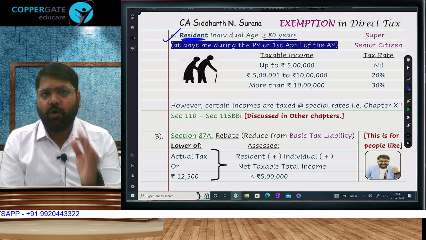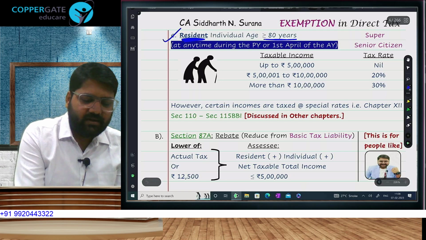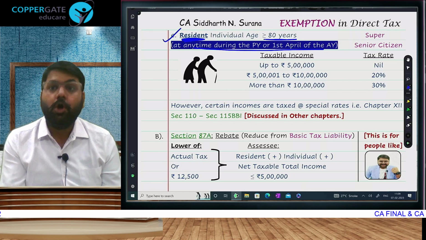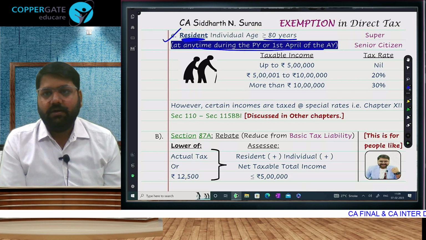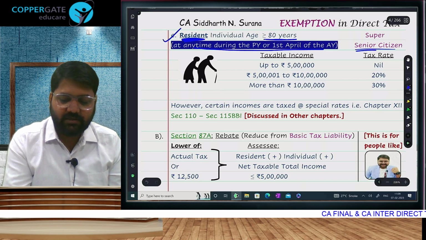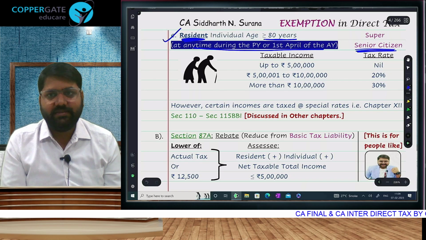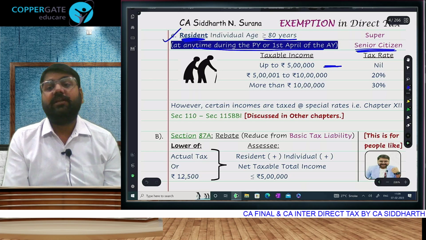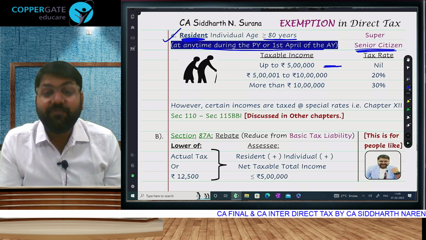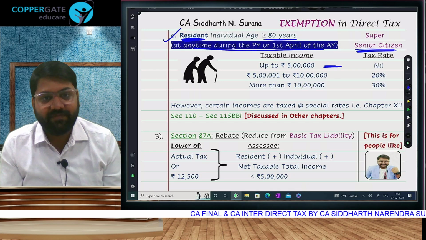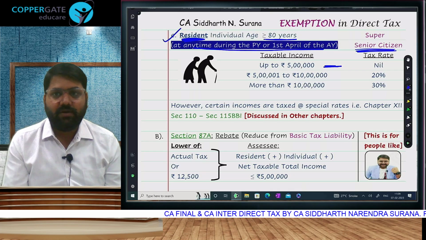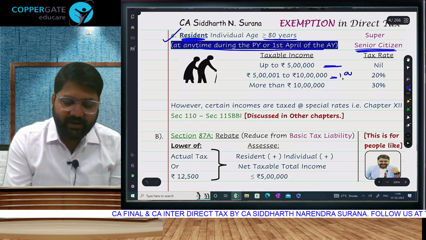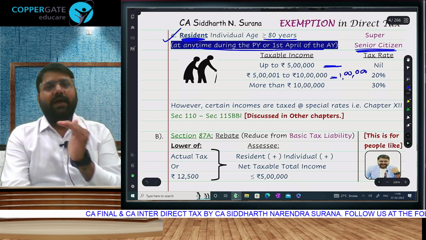Resident individual of 80 years and above, once again this 80 can be achieved throughout the previous year, including 31st March or 1st April of the assessment year, and you will be treated as a super senior or a very senior citizen, wherein your basic exemption limit will increase to rupees 5 lakh. So up to income of 5 lakh, no tax, absolutely no tax, but after that everything is same. So 5 lakh to 10 lakh, 20%, 1 lakh out here, and that's their savings.